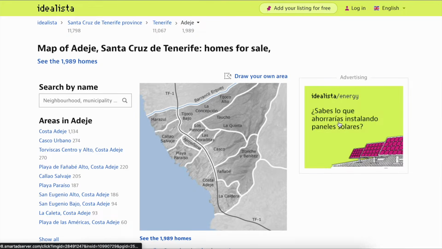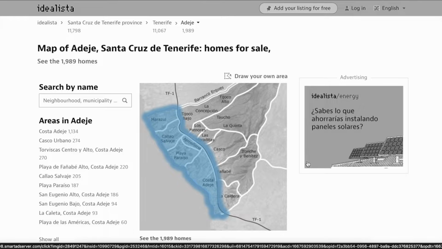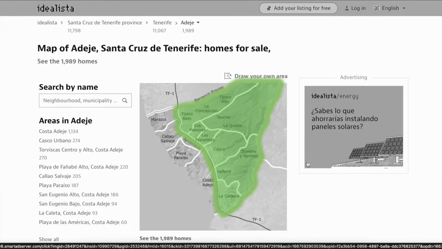And the first thing that I see here is that the highway crosses the region in half. So already there's something to think about. Where would I want to be here in regards to this highway? Would I want to be closer to the sea and under the highway, or would I want to be in the upper part of Adeje, which has beautiful views and is further from the sea? So these are two different characteristics.